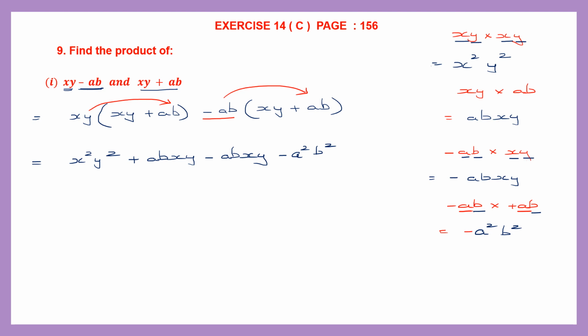So let's write our answer. x square y square. Now look at this. Here we have plus abxy and here we have minus abxy. That means this is plus 1 and this is minus 1. Plus 1 minus 1 is 0. So these two will get cancelled. So what is left is minus a square b square, which comes after that. So this is the final answer: x square y square minus a square b square.